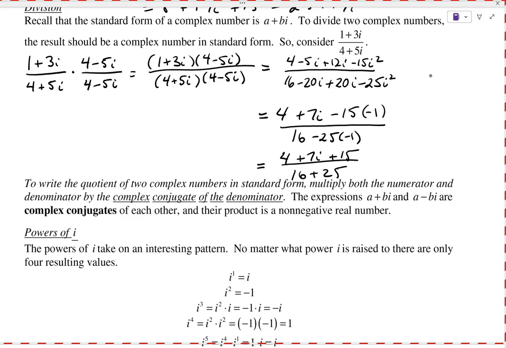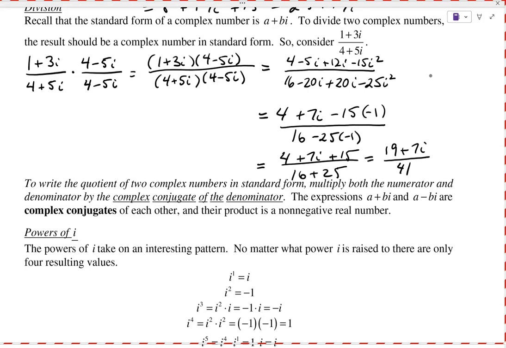Now to finish this off, 4 plus 15 is 19. So we get 19 plus 7i on top. The denominator simplifies to 41. Now for me, this is a perfectly acceptable answer. There's nothing wrong with this.